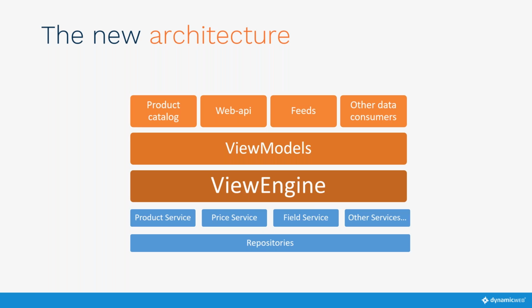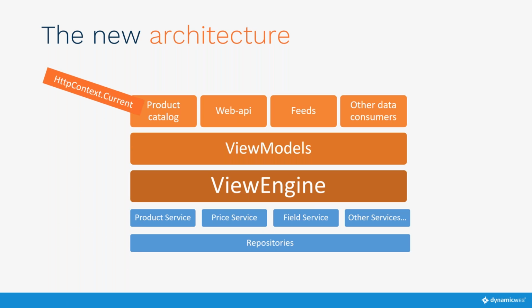So, and under the view engine, we have all these new services, the product service and price service and so on, and all of this is HTTP context insensitive. Almost. We are not totally done yet, but we're getting there. And under all of it, there are repositories, and these repositories are the ones taking care of communicating with the database, basically. Another thing that is a benefit out of all of this, it's much easier to make unit tests on top of all of this, because we're not context dependent.